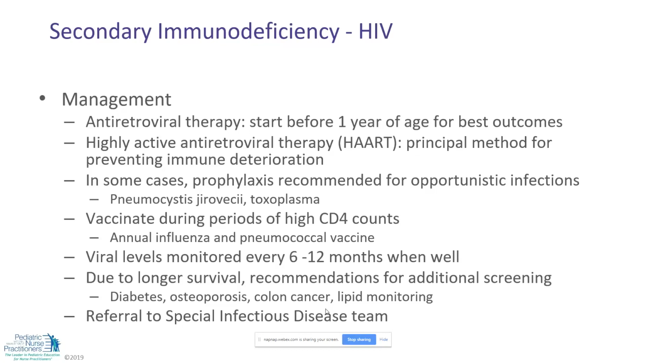As I said, you'll be monitoring those CD4 counts, and when those counts are the highest, you would want to administer your annual influenza and pneumococcal vaccines to try to prevent those infections in vulnerable patients. Your levels should be monitored every 6 to 12 months when well.